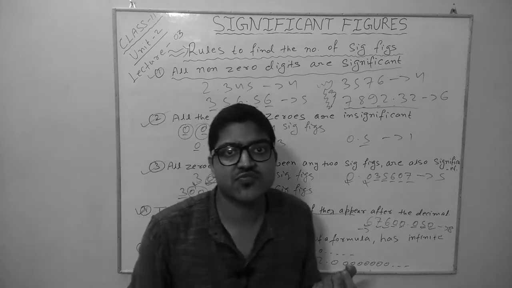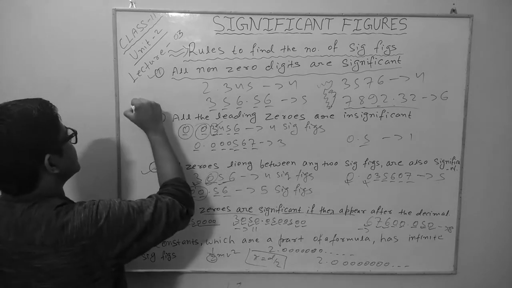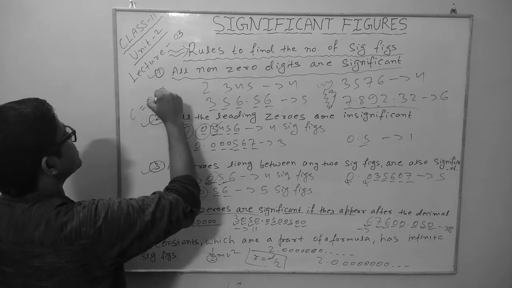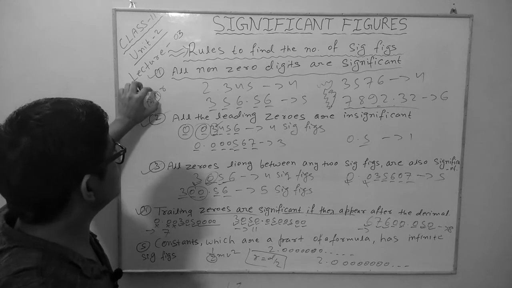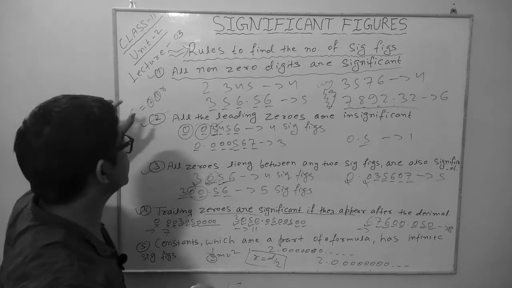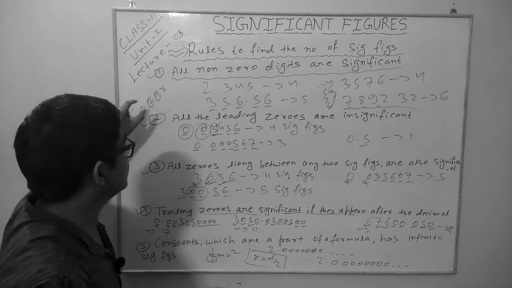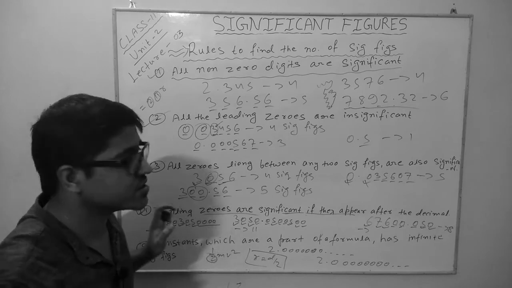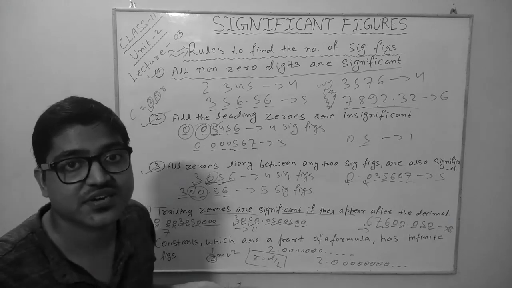Similarly, any constant which is a part of a formula has an infinite number of significant figures. Pi, the circumference of a circle is 2 pi r. So here this 2 and pi both have infinite significant figures because we know the value of pi exactly. It is not a measured quantity, as well as 2. 2 is also not a measured quantity. It's a constant. We know it is exactly 2. We have not measured it using some instrument. So these two have infinite significant figures.